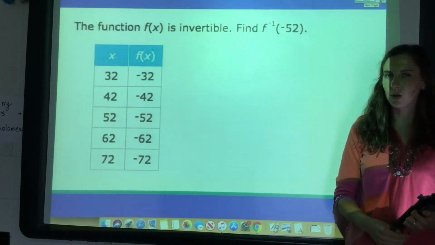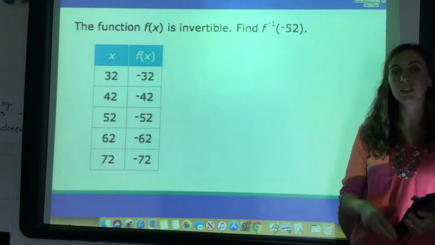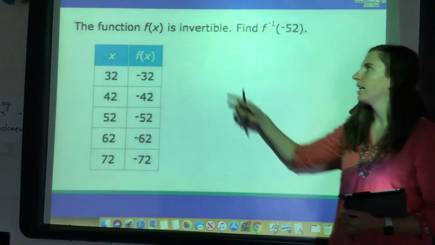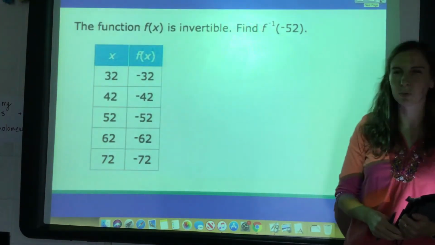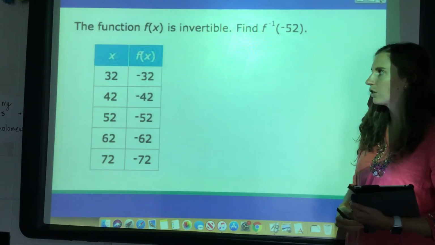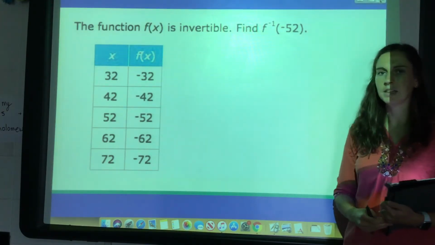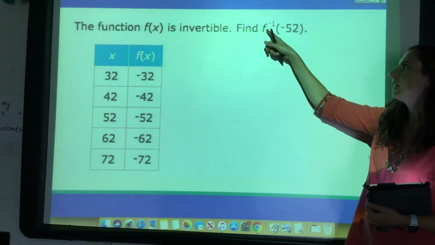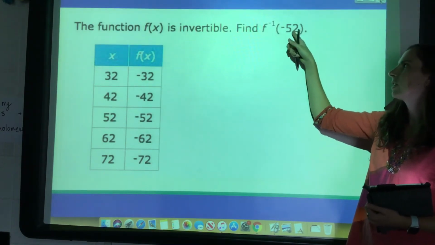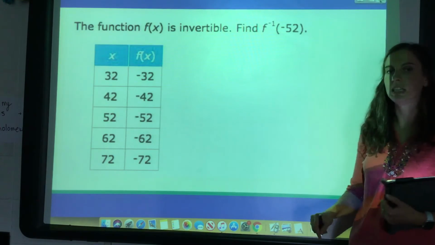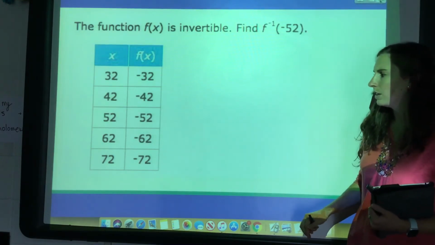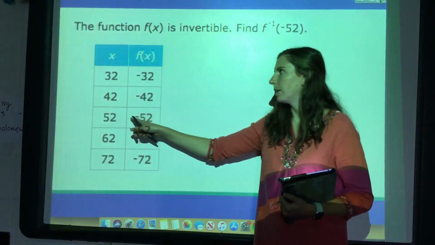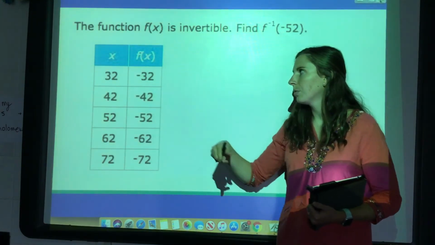Sometimes functions don't have an inverse, and if they do have an inverse, we call it invertible. So that's what that word means there. This problem says the function f of x is invertible, so it has an inverse, and we want to find the inverse when its x value is -52.